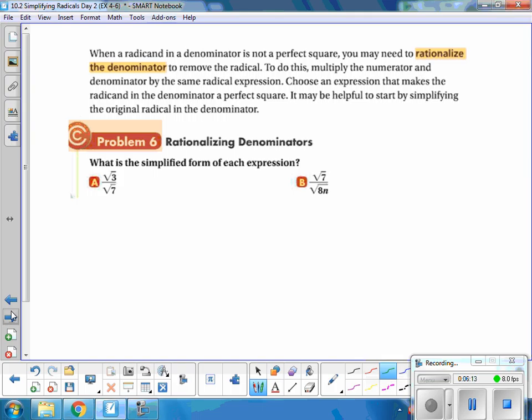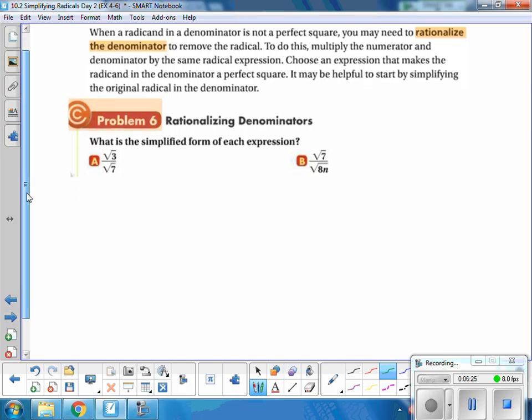When a radicand in a denominator is not a perfect square, you may need to rationalize the denominator. And who doesn't like to do that? So let's talk about how you rationalize a denominator. Let's just play this out.